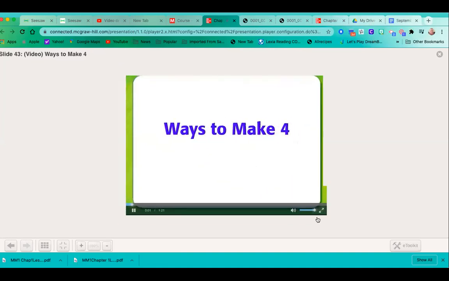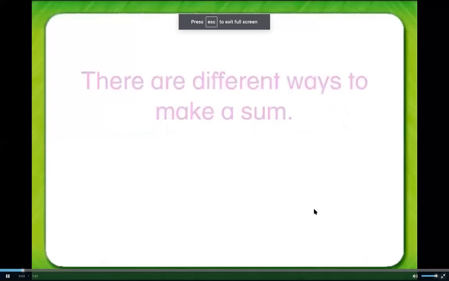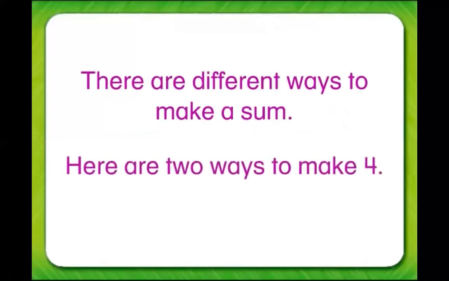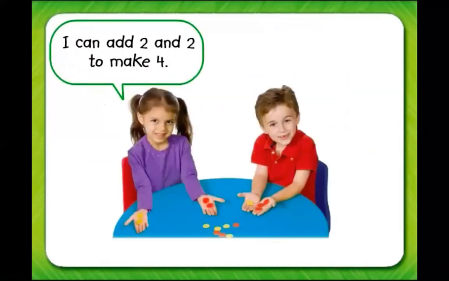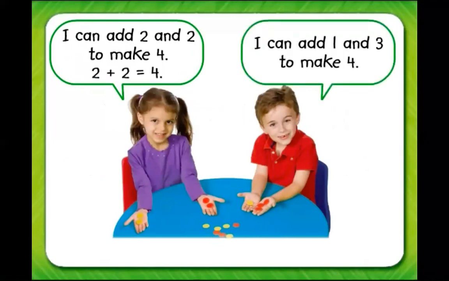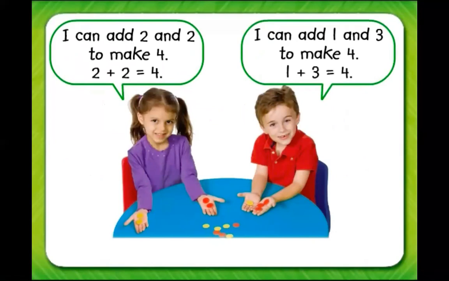Ways to make 4. There are different ways to make a sum. Here are 2 ways to make 4. I can add 2 and 2 to make 4. 2 plus 2 equals 4. I can add 1 and 3 to make 4. 1 plus 3 equals 4.